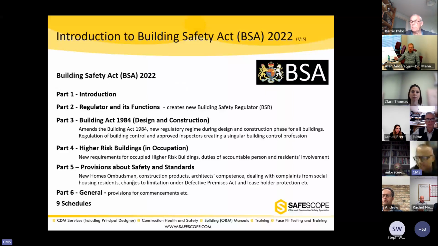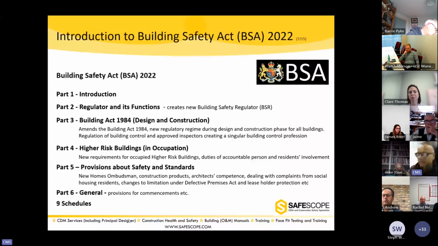There are 6 parts to it and 9 schedules. Part 1 is the introduction. Part 2 covers the regulator and its functions. Part 3 covers changes to the Building Act 1984, which then bring in the changes to the building regulations, design and construction. Part 4 talks about higher risk buildings in occupation. Part 5 is about provision of safety and standards, and we're still waiting for some sections to come out. Part 6 covers general provisions for commencement, etc., and there are 9 schedules to it.